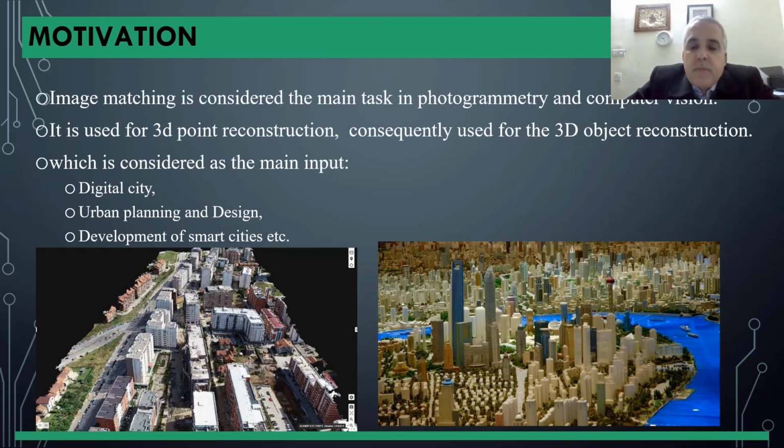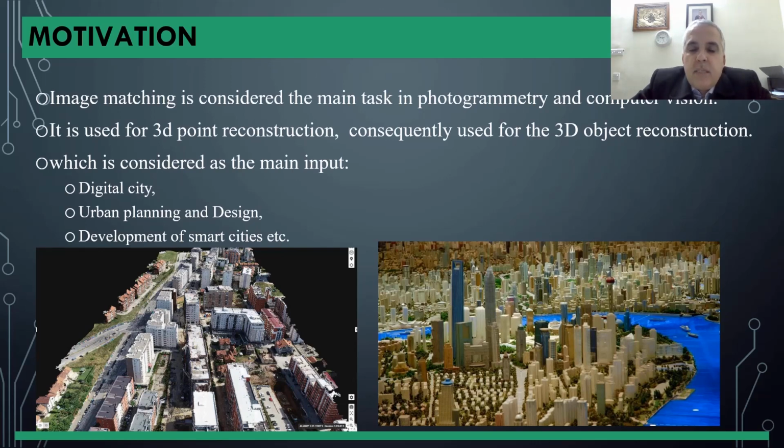Motivation. Actual image matching is considered as the main task in photogrammetry and computer vision. It's considered as an active research area because in case we find the corresponding point, or we match the two pixels successfully, we will be able to use the coordinate equation to find the 3D object coordinate or 3D point, which consists of x, y, z.